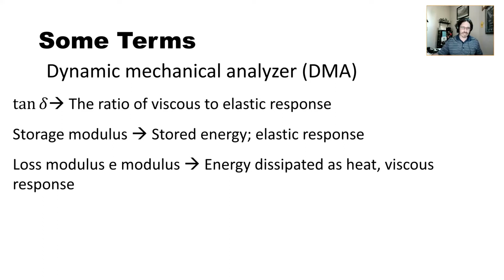If the tan delta is high, that means your loss modulus is also high, and most of the energy is dissipated as heat. It's a good dampener. If your tan delta is low, it's a storage modulus. That means it's a good spring. You can make a good spring out of that. It's elastic response.